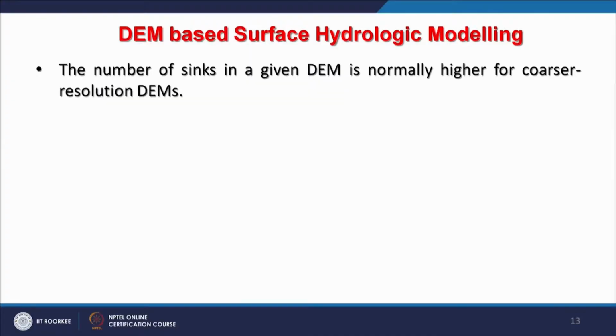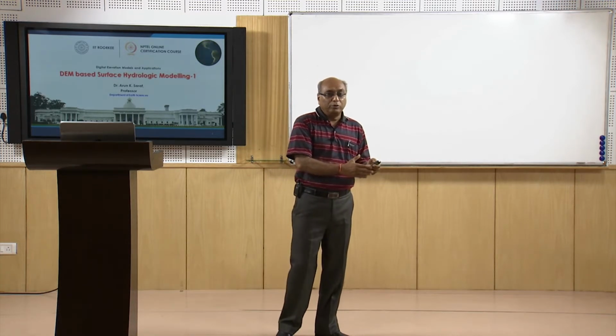So, the number of sinks in a DEM is normally higher for coarser resolution DEMs, because coarser resolution DEMs may have more errors in the form of sinks as compared to relatively higher spatial resolution. And now instead of 90 meter spatial resolution, which we used to call coarser resolution, most of us have started using 30 meter or higher spatial resolution. So, this issue of sinks has become less problematic in our surface hydrology modeling.